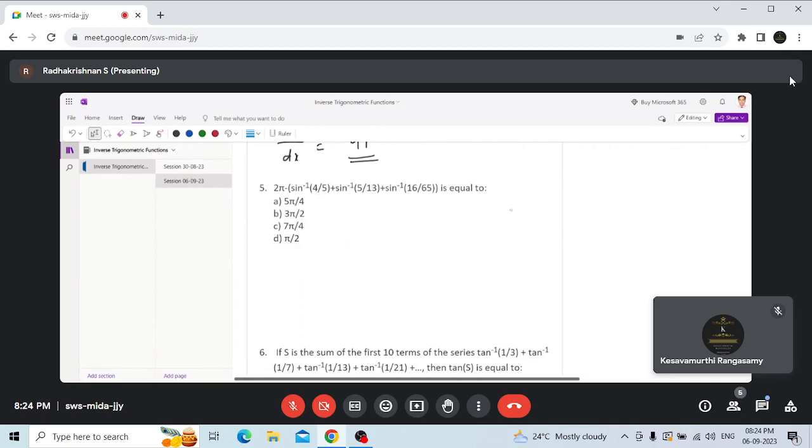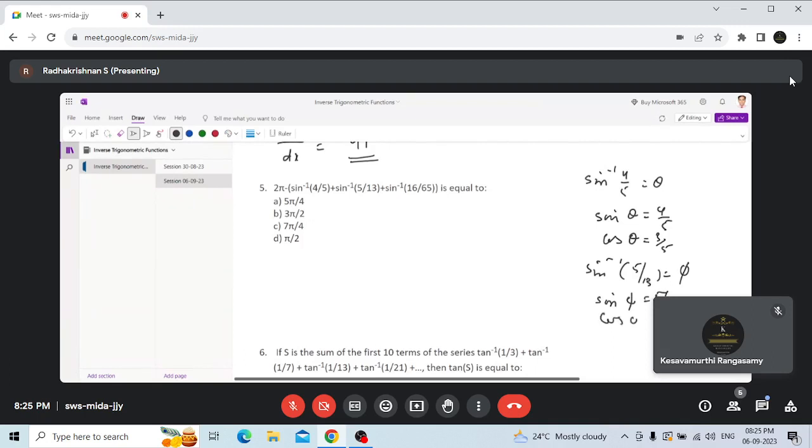See, the way I will derive is: let sin inverse of 4 by 5 equal theta, so sin theta equal to 4 by 5, cos theta equal to 3 by 5. The other one, let sin inverse of 5 by 13 equal phi, so sin phi equal to 5 by 13, cos phi will be 12 by 13. Right? So now what have they asked? Theta plus phi.